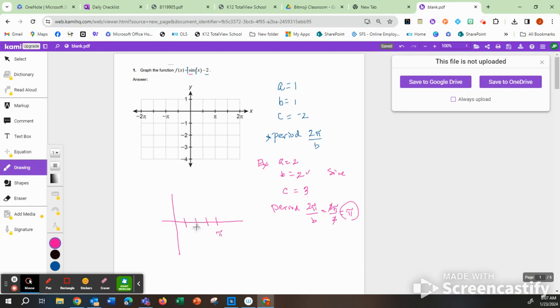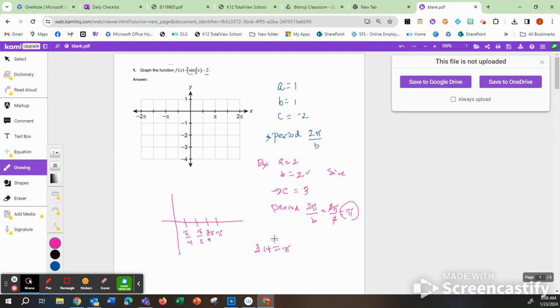And then you need to label, you need to think about what the values of these other spots on the x-axis are going to be. So this would be half of pi. This would be 1/4 of pi. And this would be 3/4 of pi. You could change these into decimals by using the fact that 3.14 is the approximate value for pi.